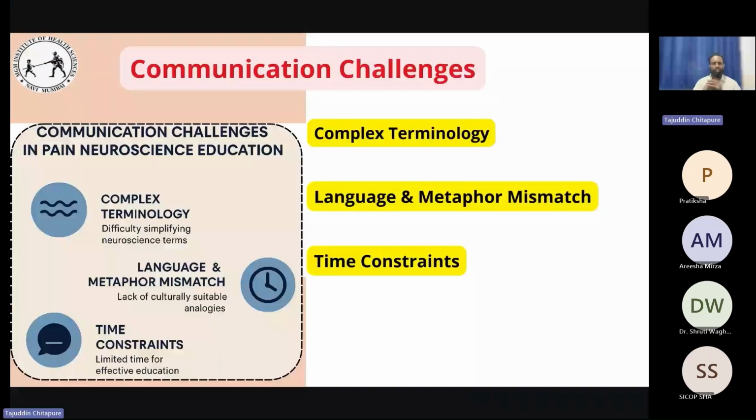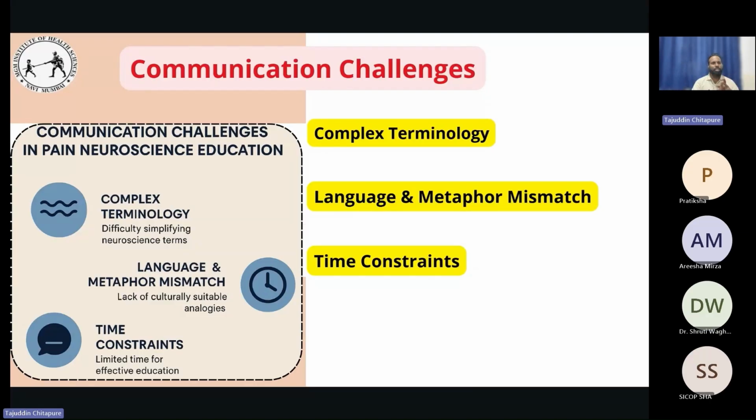Then the second is a communication challenge, where you are introducing neuroplastic pain, nociplastic pain. These are different terminologies and not easy to digest, right? If you are not making the patient comfortable in understanding these terminologies, then it will create complexity for the patient's understanding. A lack of culturally appropriate analogies and metaphors may limit the patient's understanding and engagement.